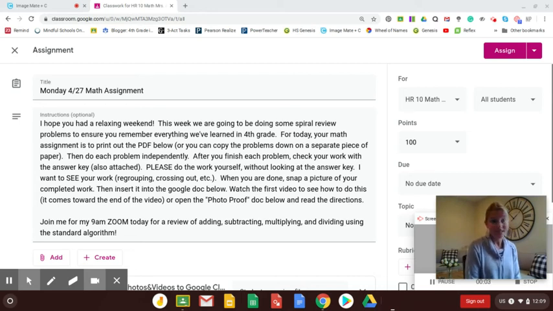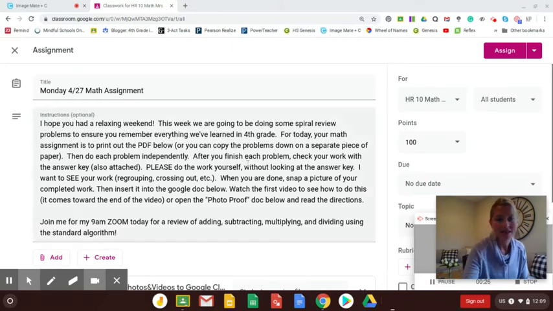Today is Monday, the 27th of April, and today we're just going to be spiraling back to some of our standard algorithms that we've worked on in fourth grade. It's really critical that you know how to add, subtract, multiply, and divide using the standard algorithm. So today we are going to practice that.